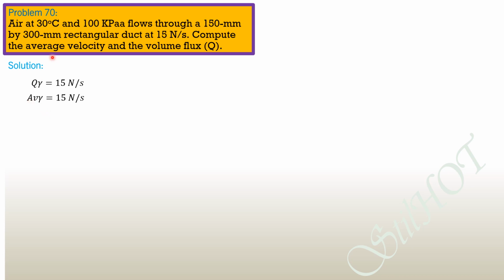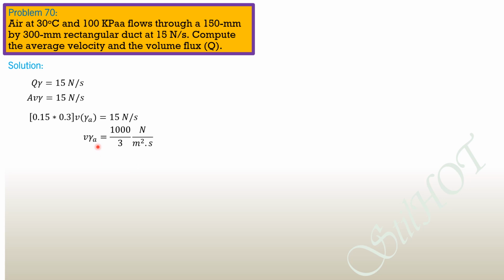The area is given, then the specific weight of air at 30 degrees Celsius and 100 kilopascals absolute will be computed later. So let's substitute area 0.15 times 0.3 times mean velocity times gamma of air is 15 newtons per second. Therefore, V times gamma of air is equal to 1000 over 3 newton per meter square times second. That should be the unit, because this is meters per second and this is newton per cubic meter. So newton per meter square times second.